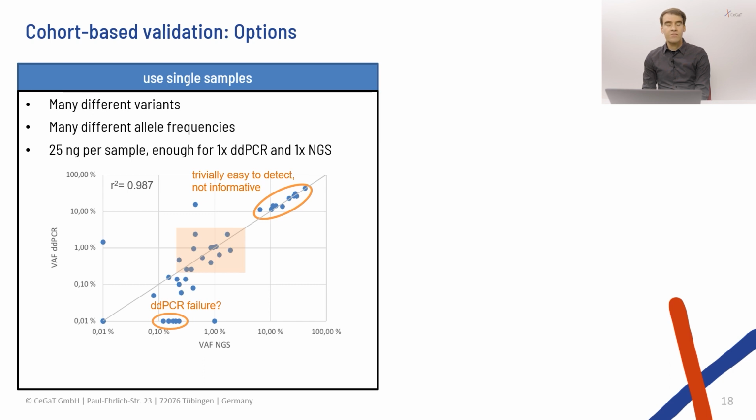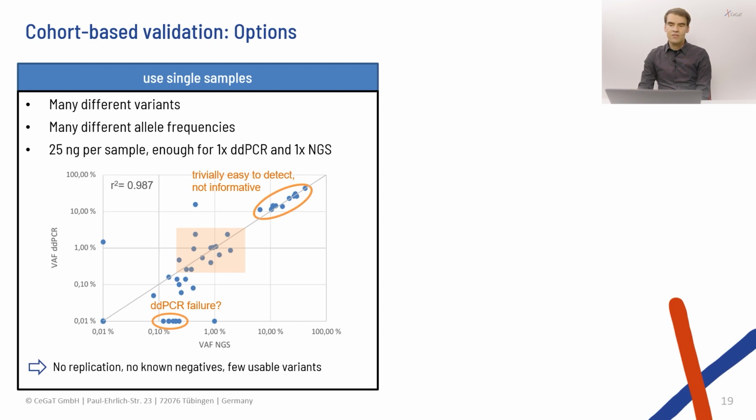There are also variants that didn't work in digital droplet PCR, so the number of variants we can look at is not very large. Also, we don't have enough material to do any replicates, and we have no information about negative variants, so we cannot determine specificity.